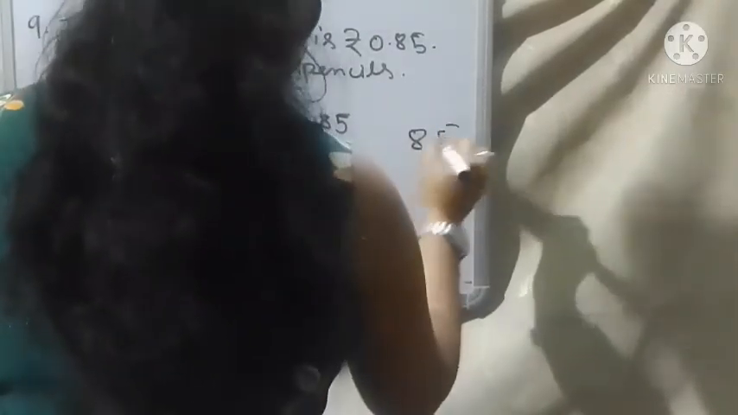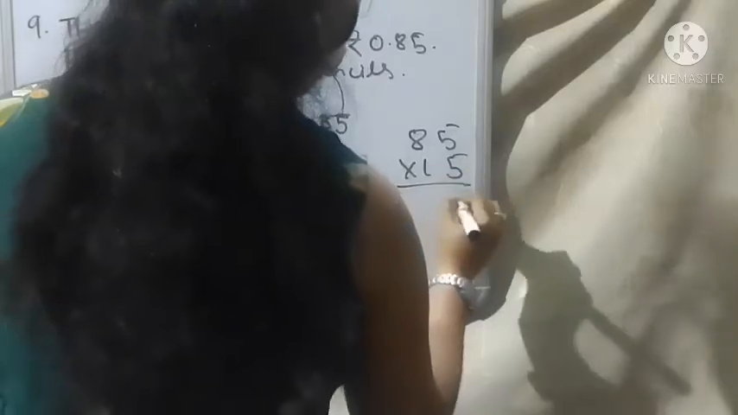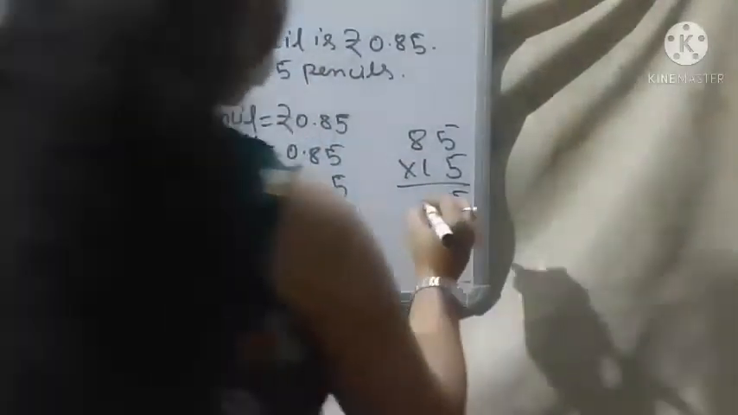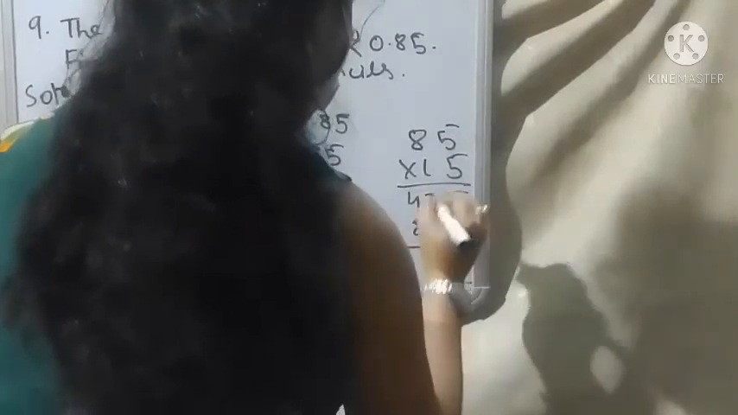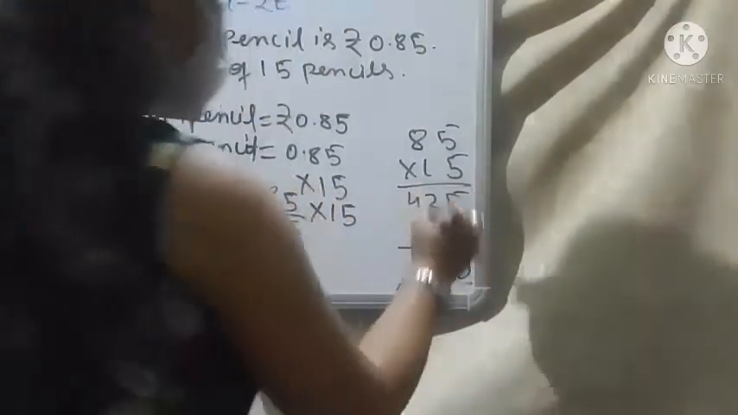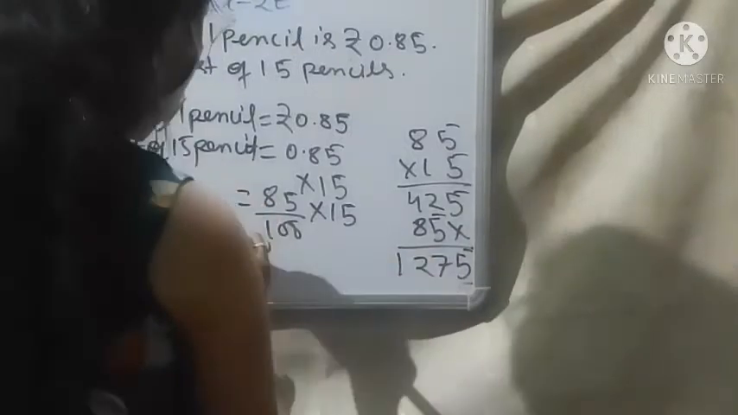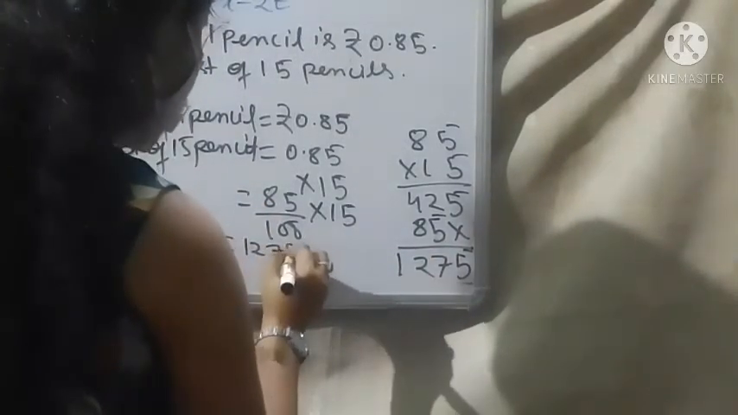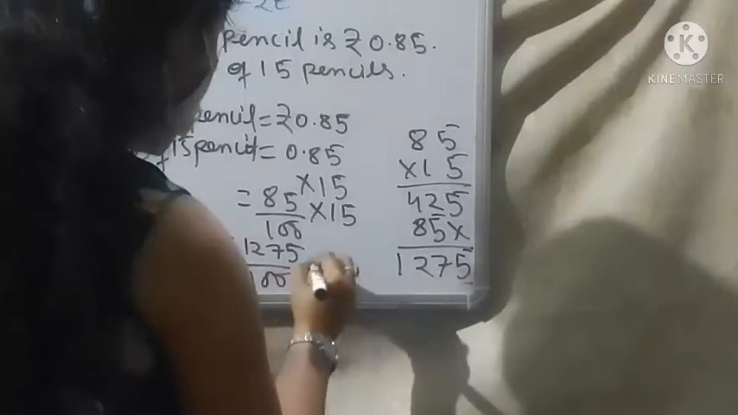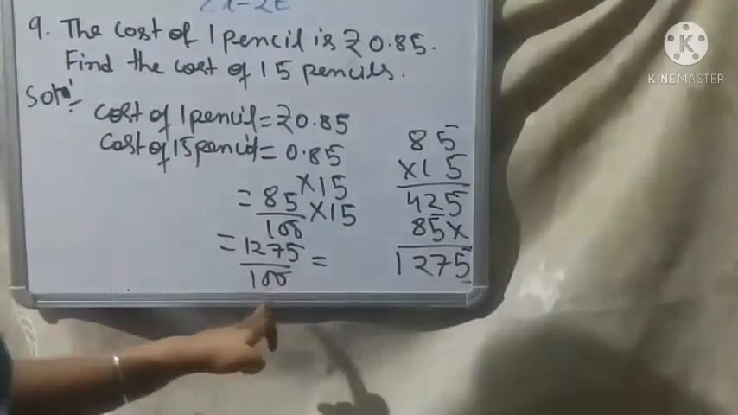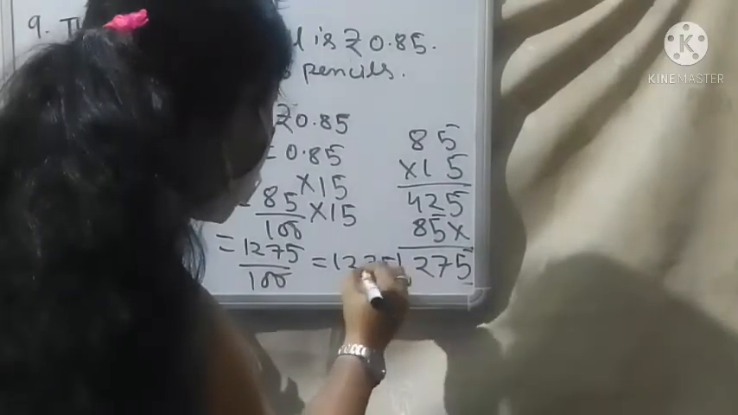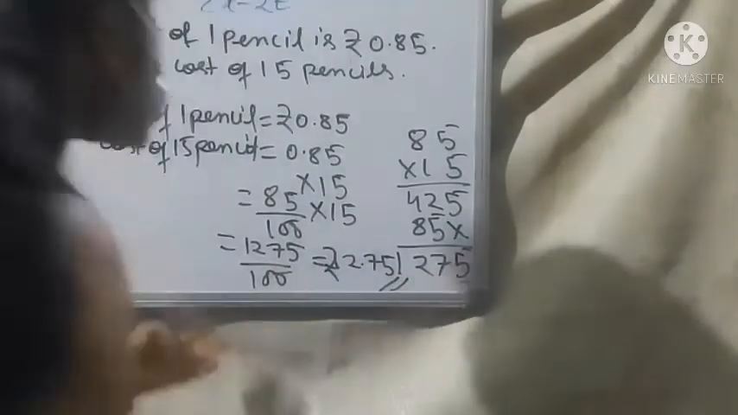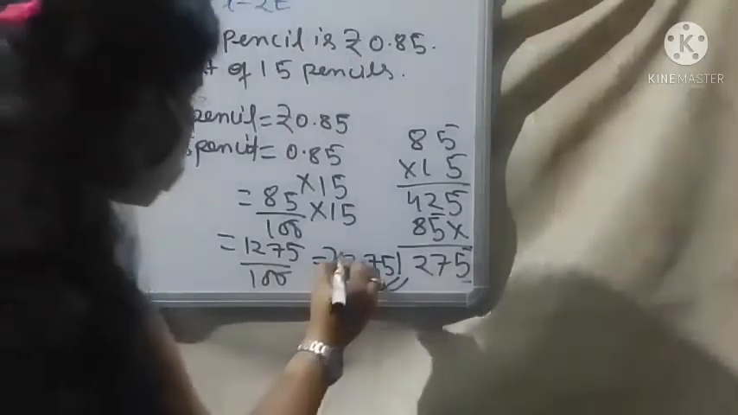85 into 15. 5 fives are 25. Carry 2. 5 eights are 40. 40 plus 2 is 42. Again 85 ones is 85. 7. 5 plus 2 is 7. 8 plus 4 is 12. So your answer is 1275 by 100. Now since after the 1 there are 2 digits, you will shift the decimal point before 2 digits. This is your answer. Okay, you please take the screenshot.